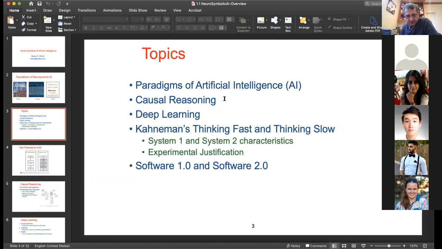And so the topics I have here are actually paradigms of AI, which is just the two topics of deep and symbolic. Causal reasoning comes from symbolic, and deep learning is about the fast learning. Kahneman's thinking fast and thinking slow, system 1 and system 2 characteristics, and some experimental justification for that.